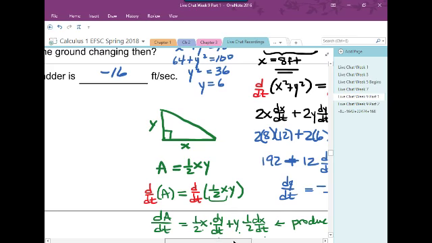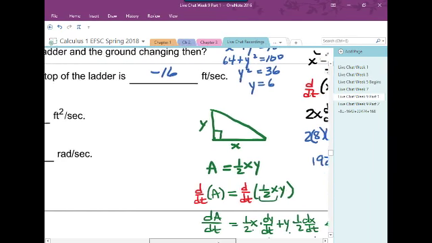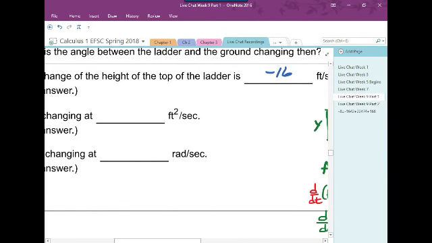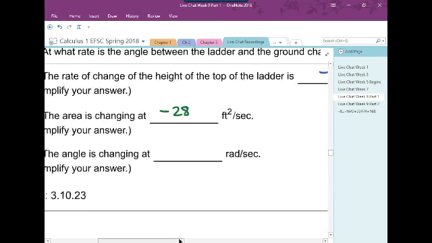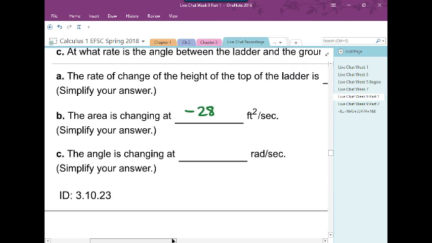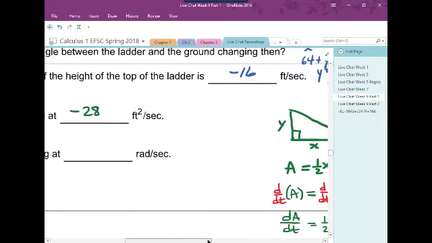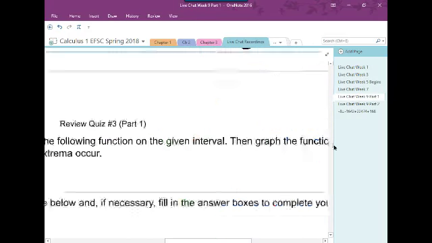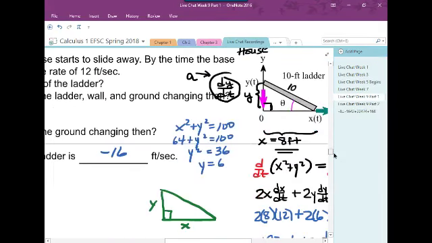Okay, so let's fill in the next answer here. Negative 28 square feet per second. Okay, and then there's one more part to this. It says the angle is changing at blank radians per second. So what angle are they talking about? Let's go look at the original diagram there.